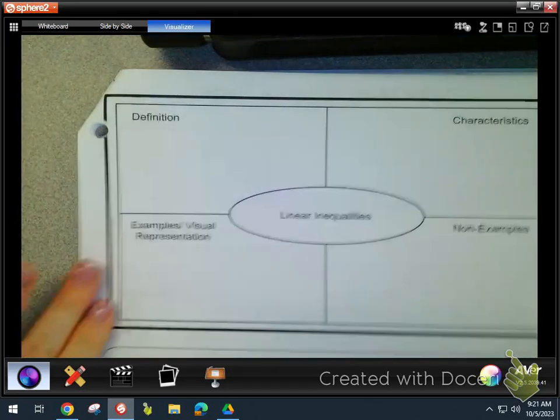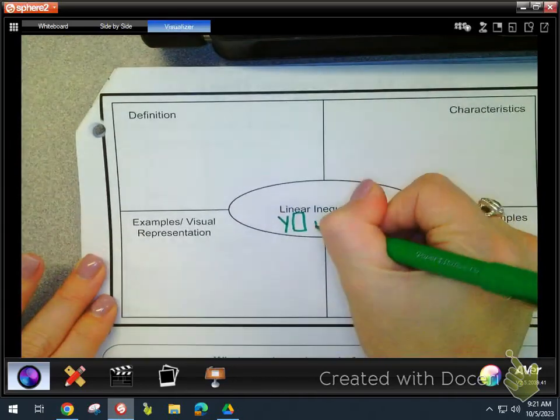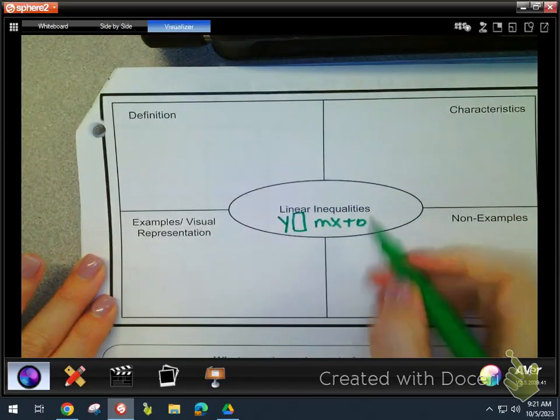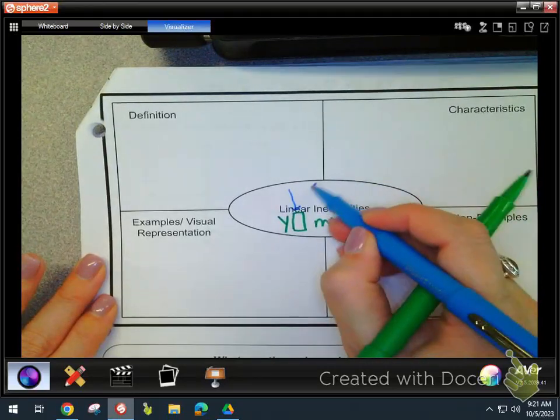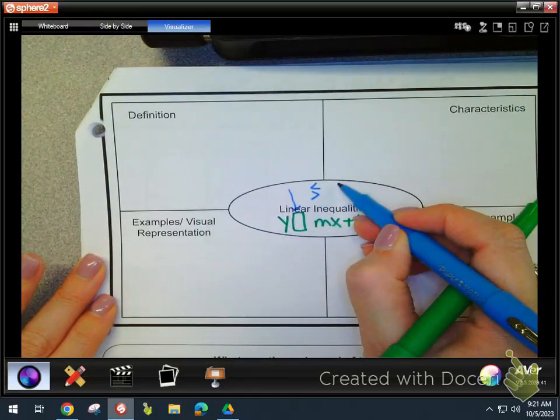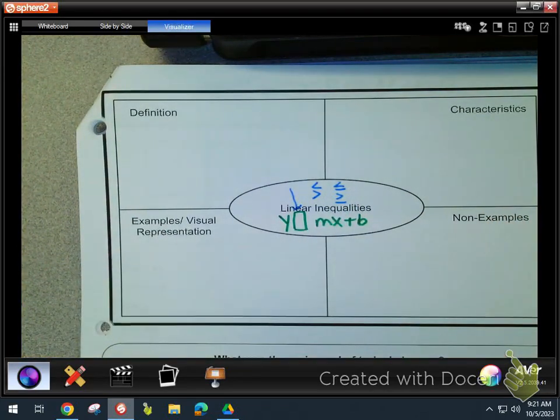All right, this is our linear inequalities. Remember, these are y, and then I'm going to put a symbol, mx plus b. Remember, in that symbol, what are our 4 options? Less than, greater than, less than or equal to, greater than or equal to. Those are all the symbols we can have. But we're talking about these in slope-intercept form right now.